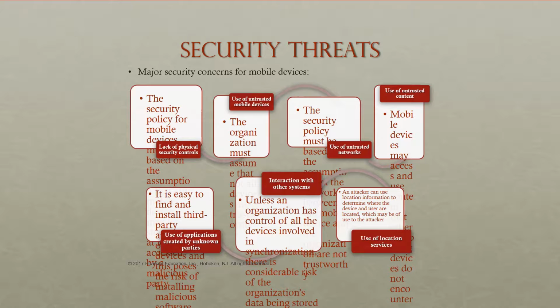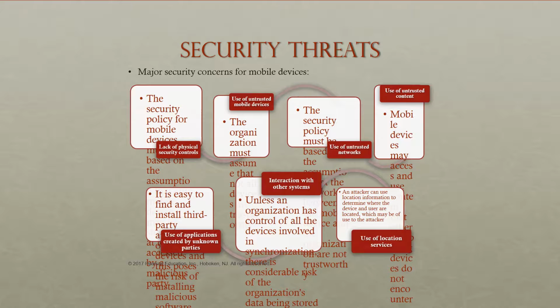Interaction with other systems. A common feature found on smartphones and tablets is the ability to automatically synchronize data, apps, contacts, photos, and so on with other computing devices and with cloud-based storage. Unless an organization has control of all the devices involved in synchronization, there is considerable risk of the organization's data being stored in an insecure location, plus the risk of introduction of malware.